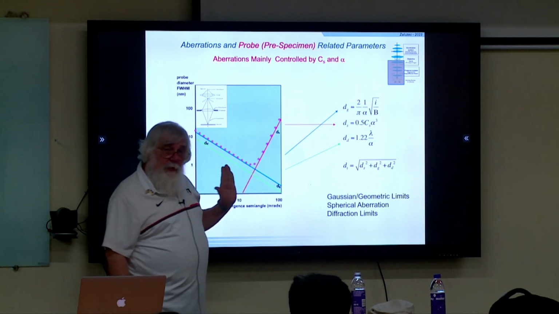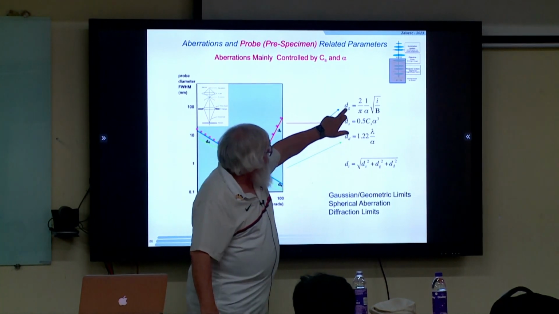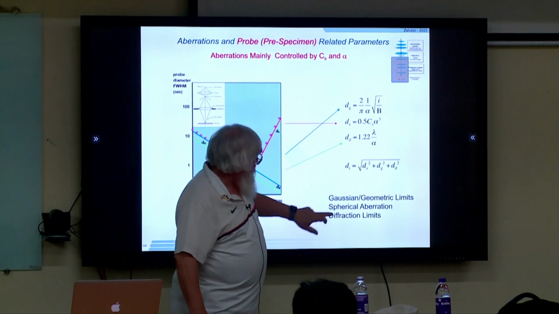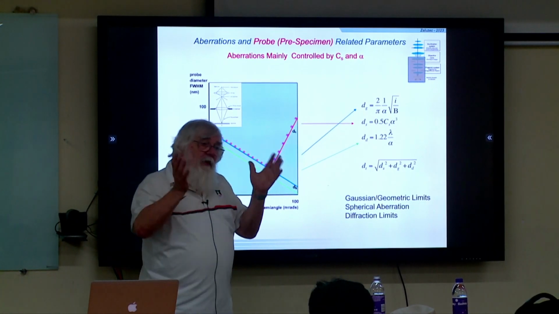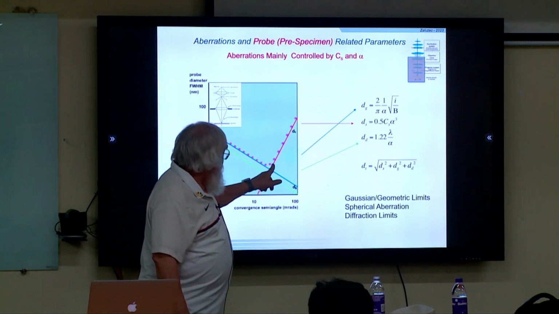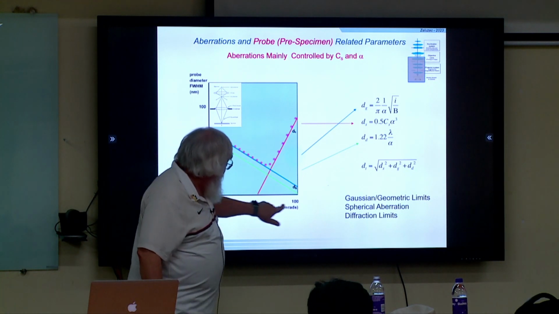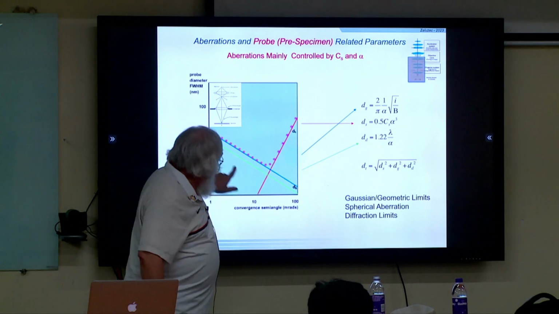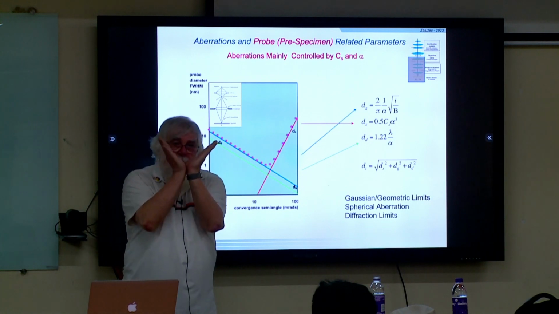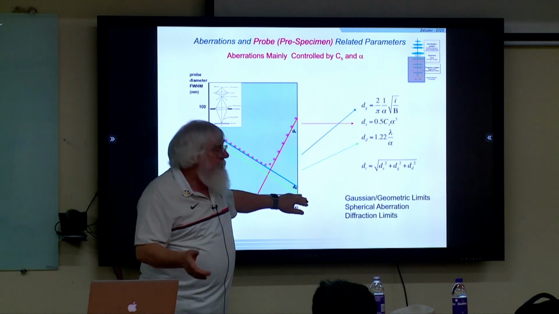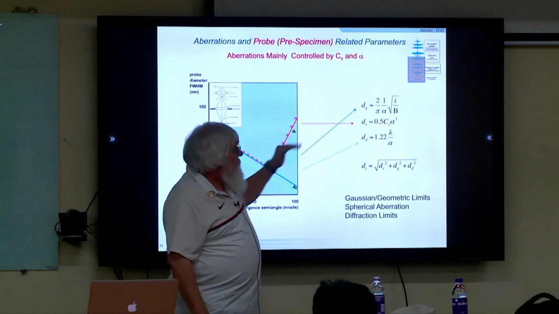And so this is only in the probe forming system, okay? So these are the three limits: the Gaussian or geometric limit, D sub G, the spherical aberration limit, and the diffraction limit. Generally, it's this one and this one that control how small of a probe you can get. So if we want to make that probe smaller, what can we do? Well, we want to get the probe as big an angle as possible, right? If this is the limit, the bigger the angle, the more convergent the probe is, the smaller the probe should be, except spherical aberration increases. So that's the limiting factor.